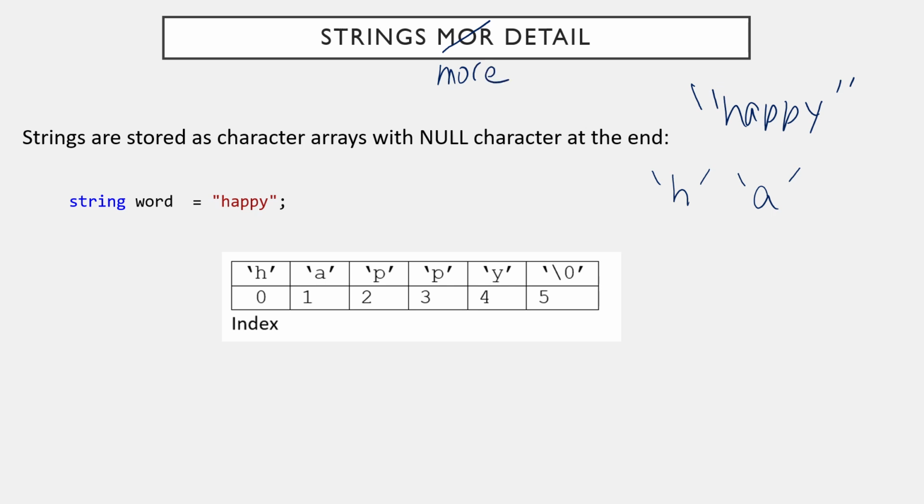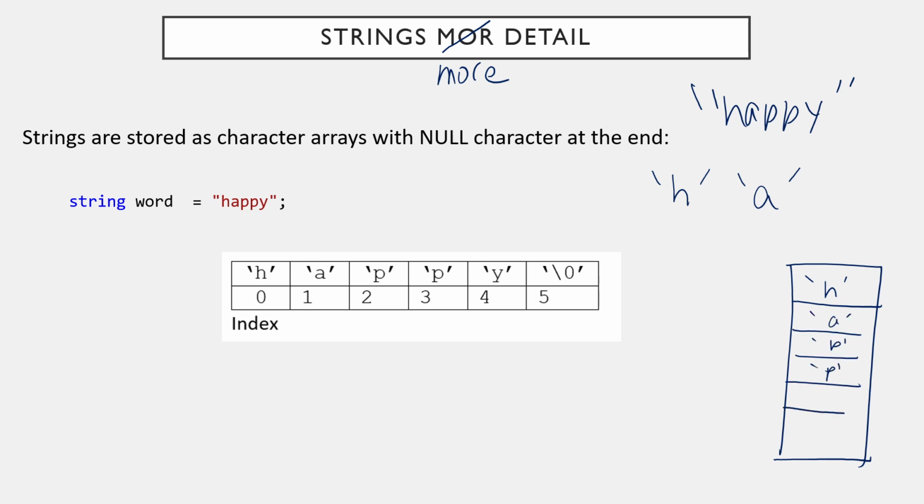Anyway, you should use single quotes for characters. If this was in memory, this would be our memory map. It would be stored as H A P P Y null character. You can use the keyword null, but it is stored as a single character, though it is actually two characters: the backslash and a 0. That is the null character.